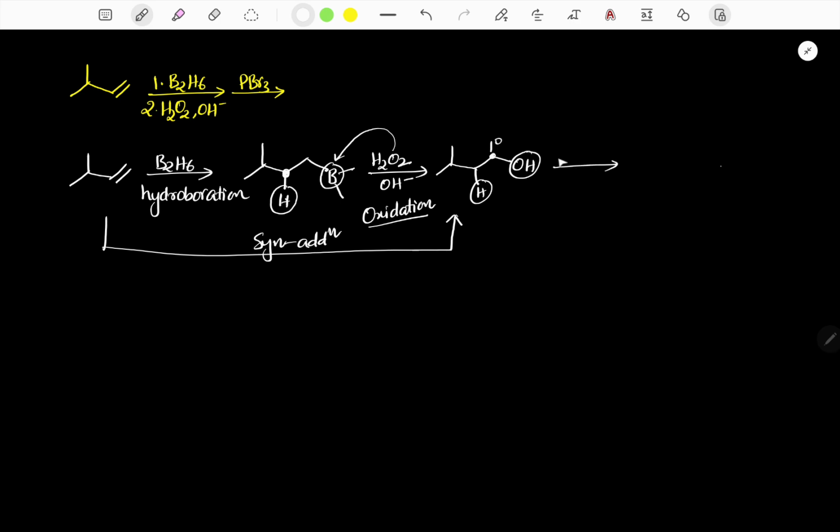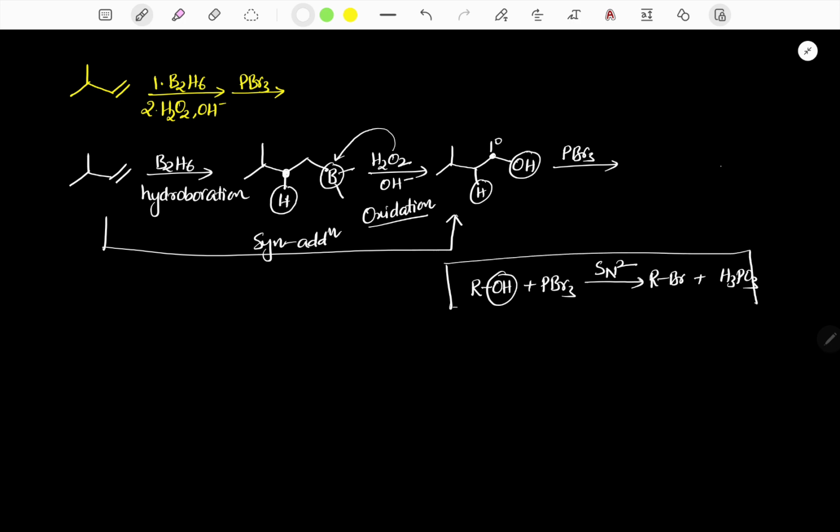Now the alcohol treated with PBr3. So we know the basic reaction: when alcohol is treated with PBr3, an SN2 reaction takes place. In place of OH, we write simply alkyl bromide, and PBr3 will be converted to H3PO3. So this is a basic reaction. Similarly here, it is a primary carbon. We are adding PBr3, SN2 reaction takes place and the corresponding product is, in place of OH, we can write Br, and PBr3 will be converted to H3PO3.